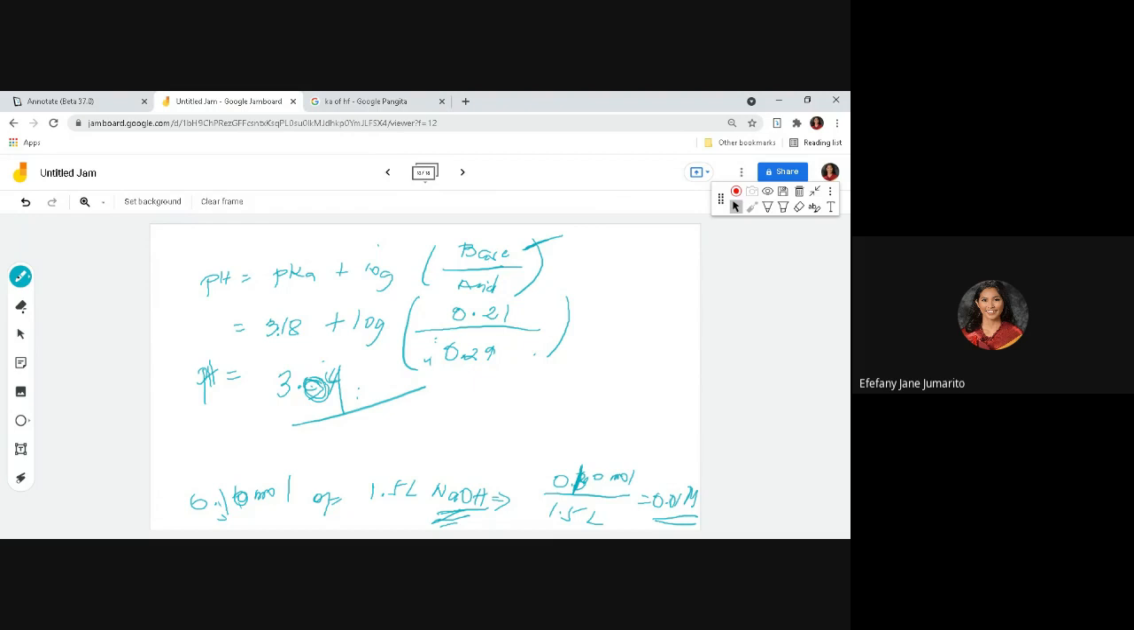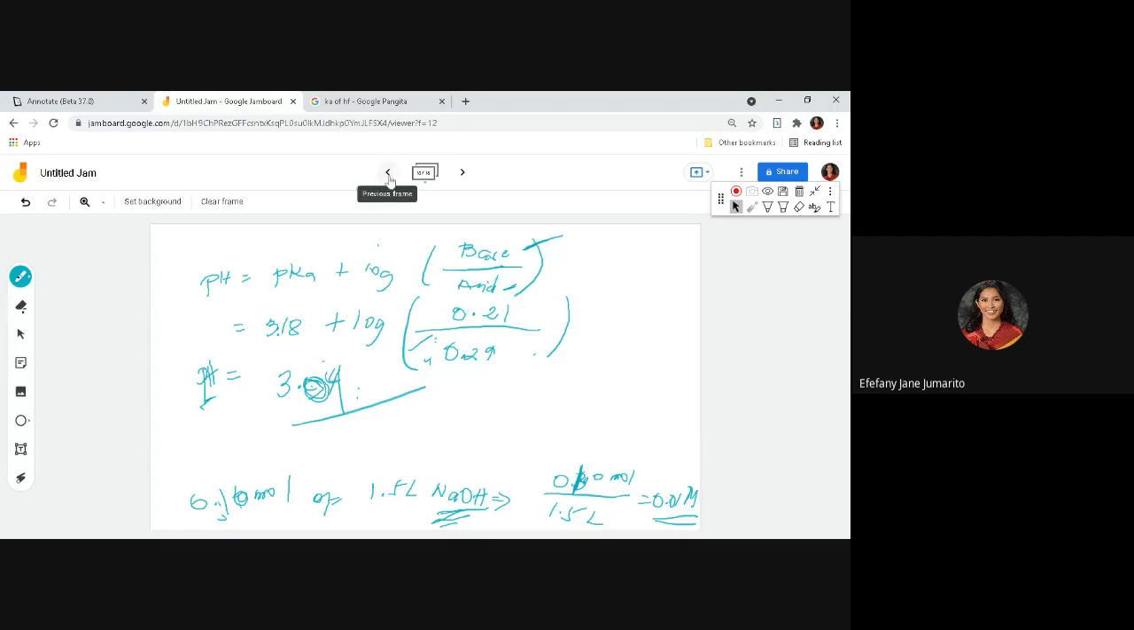Ma'am, if it is bigger, is it more effective or less effective? Less effective. Basta, it is most effective when they are close in concentration. But still, even if your conjugate base or your acid is bigger, it will still have a pH. You can still calculate it.